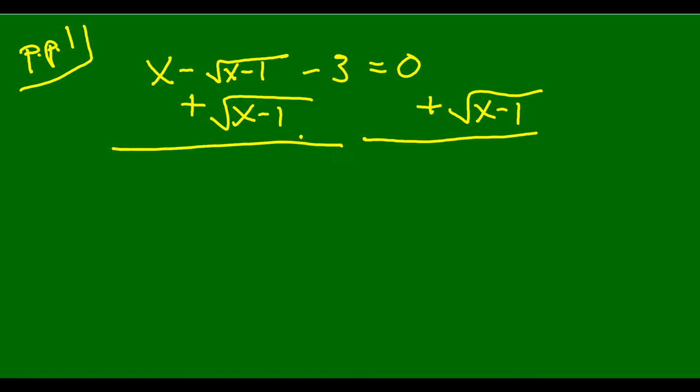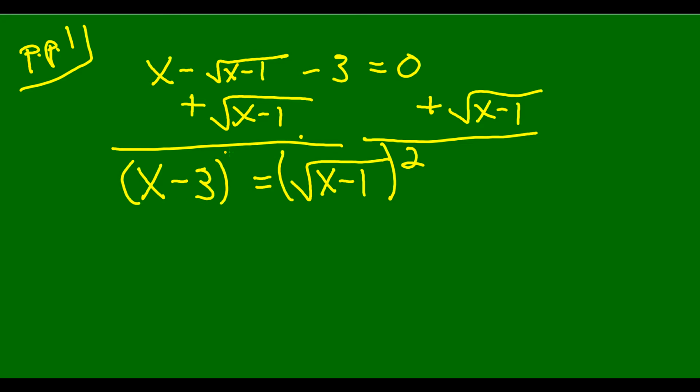Then I end up with x minus 3 equals the square root of x minus 1. Okay, now I'm going to square both sides. My right side is just going to be x minus 1. And my left side, now I've got to multiply this together.